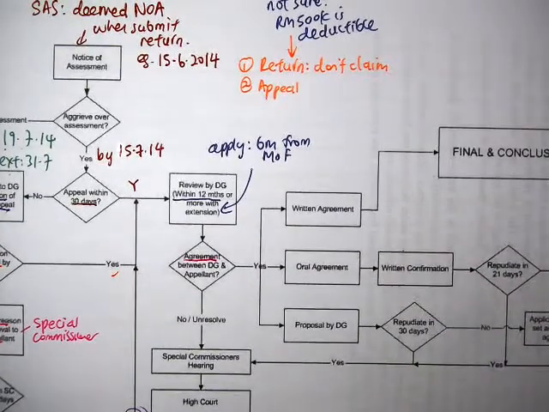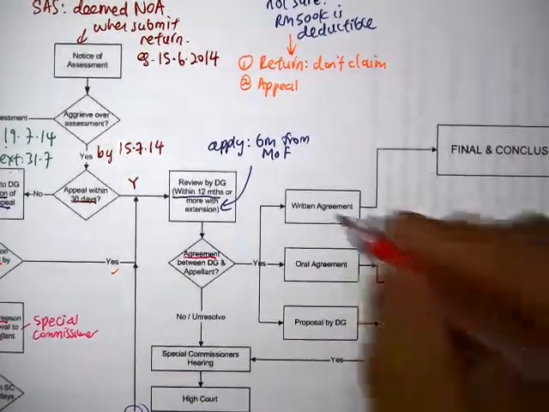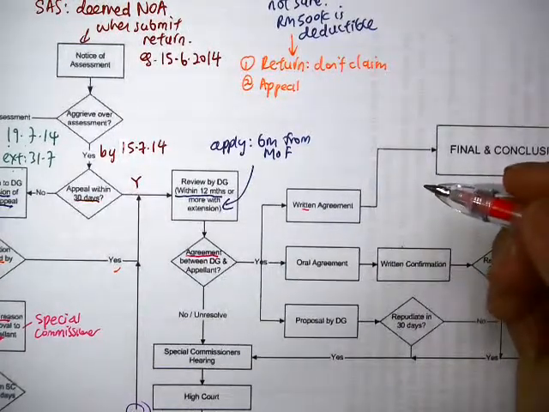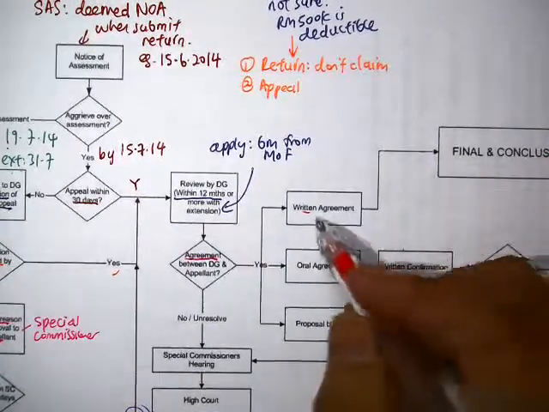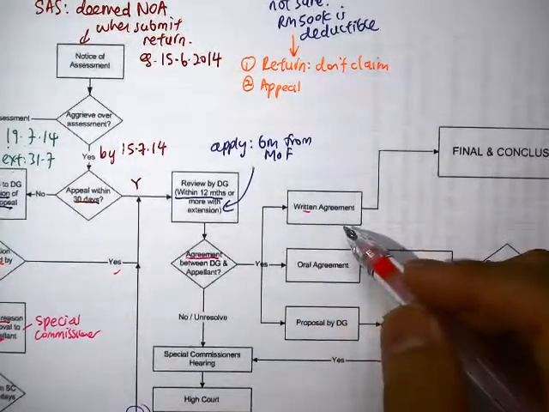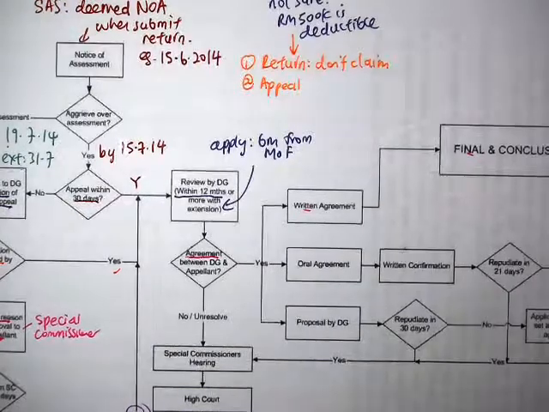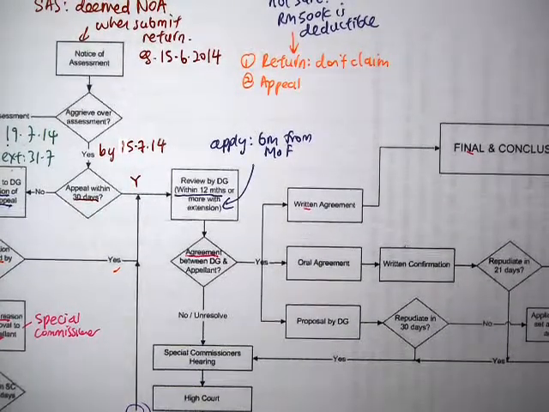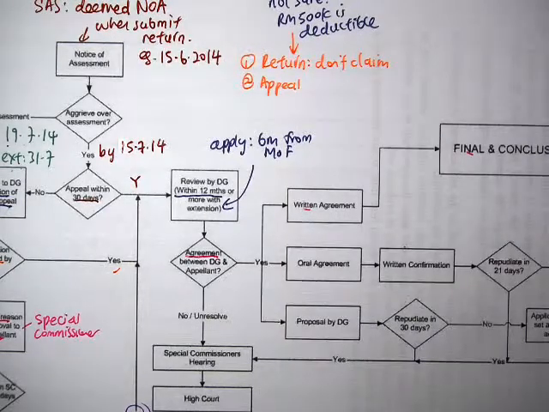Now there are three types of so-called outcome. One is a written agreement, so black and white, that you sign, that you accept. If it's a written agreement, that means everything is final there, it's finished. It becomes final and conclusive because you agree in writing. You cannot come and argue and say that no, I don't agree with this. You sign and you accept it.